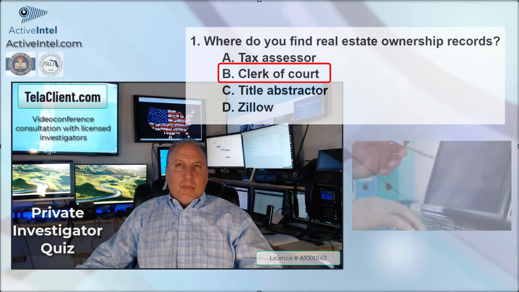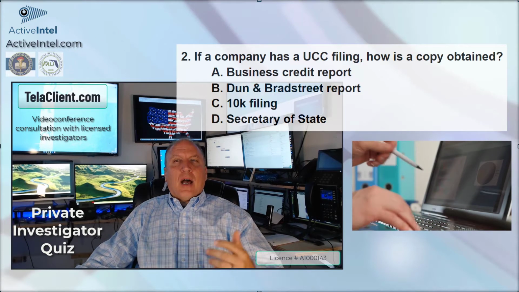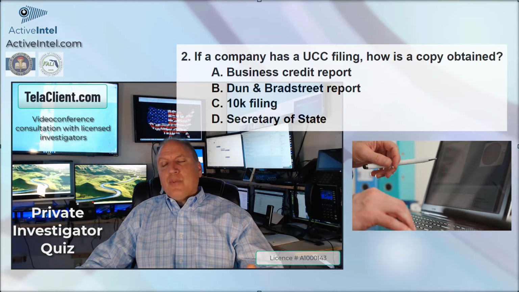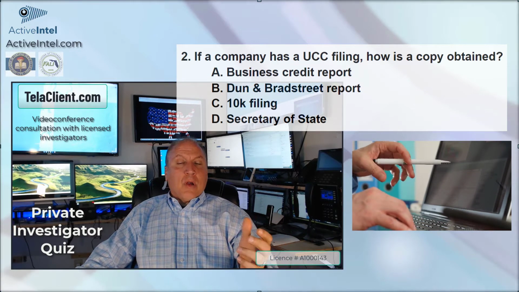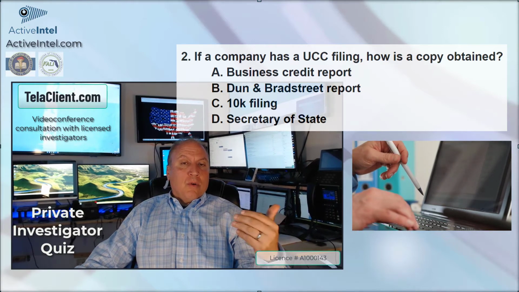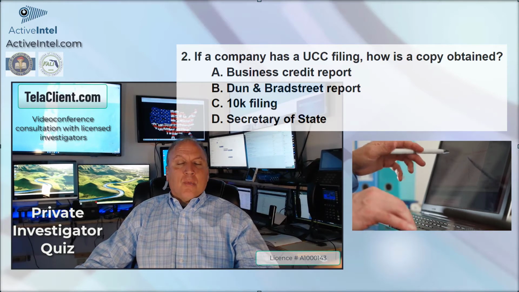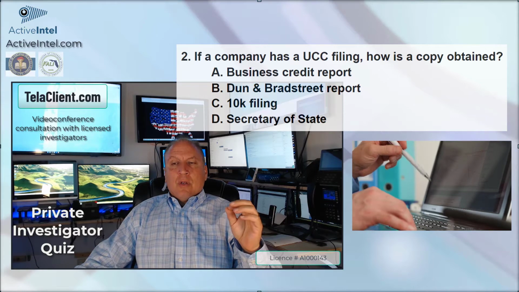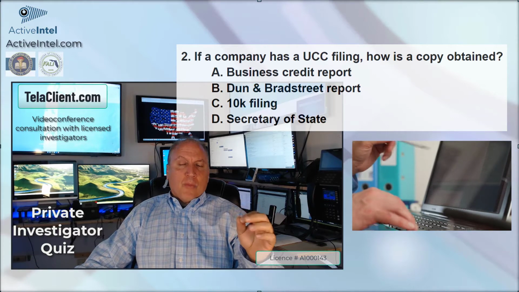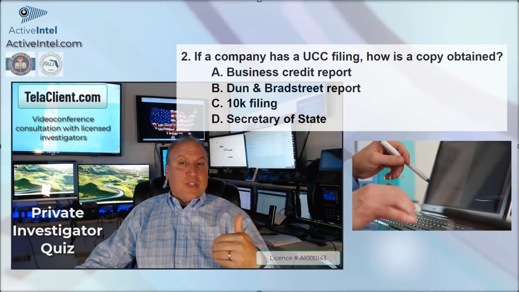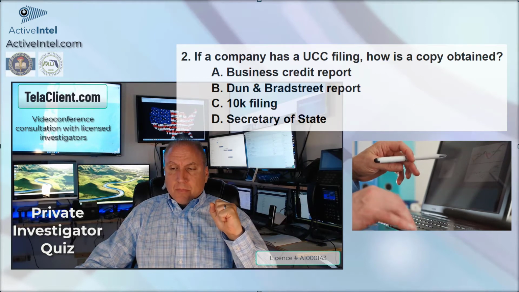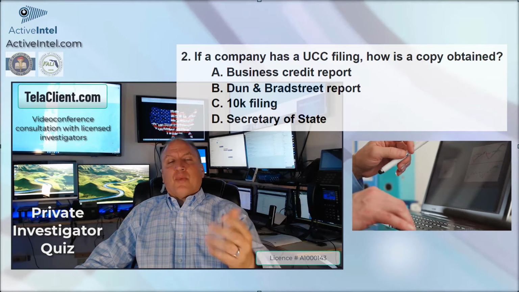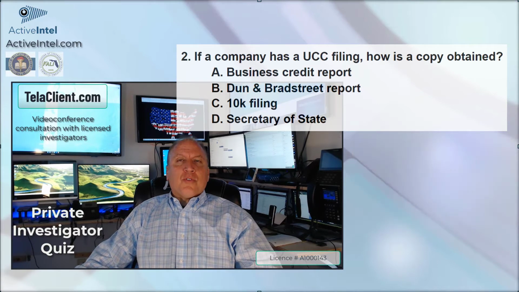Question number 2, if a company has a UCC filing, how is a copy obtained? A UCC filing is usually a credit matter where a company is owed money or they're pledging to owe money. And this is a good source of records for a corporation to see if they have any accounts receivable. If somebody owes them money, it's an asset that they can be collected against. Sometimes you want to know if there are other debtors besides you for a company. So where would you find those records?